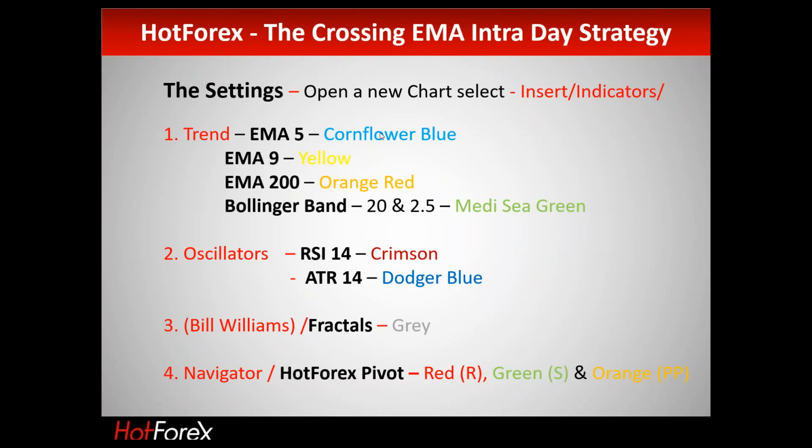So these are the colors. The trending ones are the EMAs, 5, 9, 200. The Bollinger Band set at 20 and 2.5. That's just a historical thing. They come out default in the MT4 set at 2. The oscillators are the RSI 14 and ATR set at 14. For ATR, remember the average true range for getting targets. The fractals, you'll need to go to Bill Williams, fractals, and they come out with default as grey. And then you need to go to the navigator on the hot forex pivot.